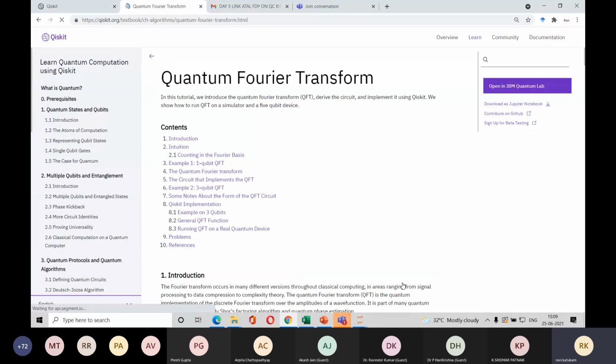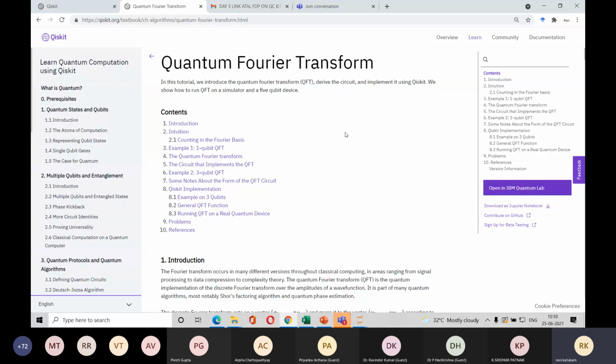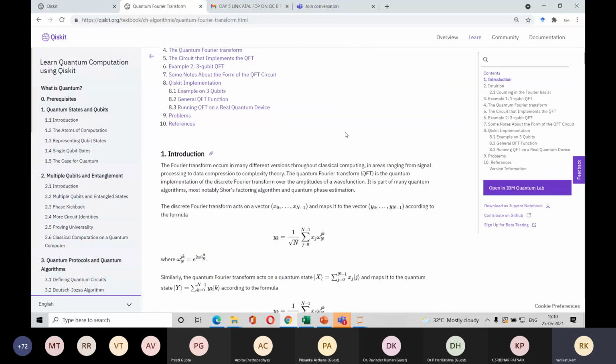And one important concept in all the algorithms is QFT, okay, quantum Fourier transform. The way we have a classical Fourier transform, which will convert a time series problem to a frequency domain problem. Okay, so given a time sequence of data, it will convert into a frequency domain as a frequency spectrum. So similarly, you have a quantum Fourier transform. What does it do? Let us spend some time on that.